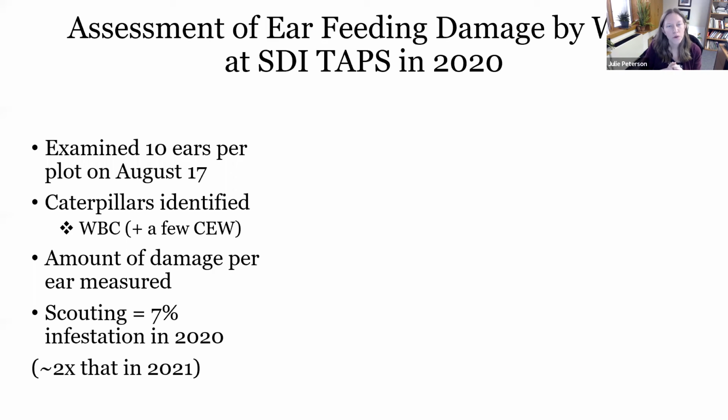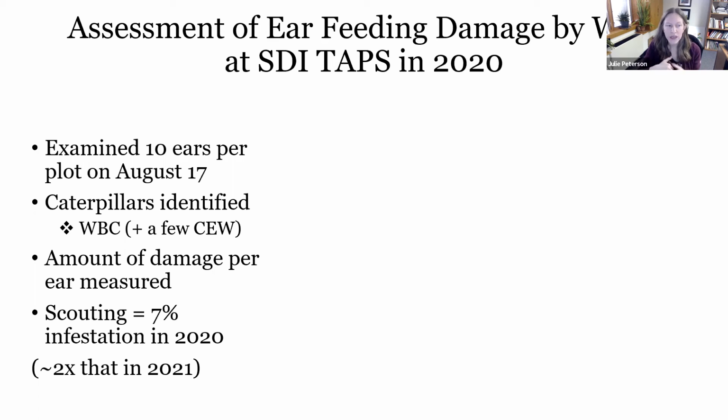So I did want to share with you all some data that we collected from the subsurface drip irrigation TAPS fields in 2020. We went into those fields, and we examined 10 ears in each plot, or in each farm, on August 17 in 2020. We identified any caterpillars that were found in those ears. It was mainly Western bean cutworm, but there were a few corn earworm mixed in. And we measured the amount of feeding damage from the caterpillar on each ear.